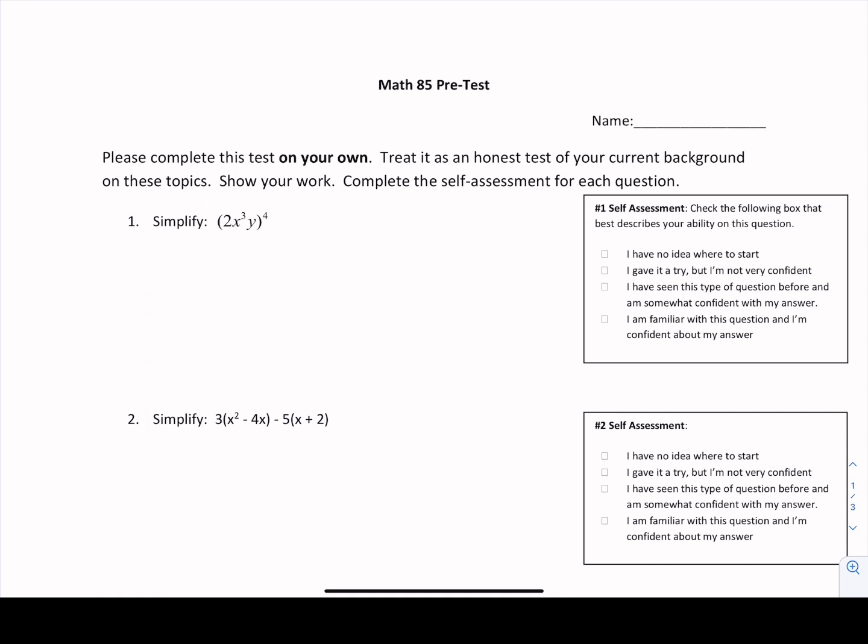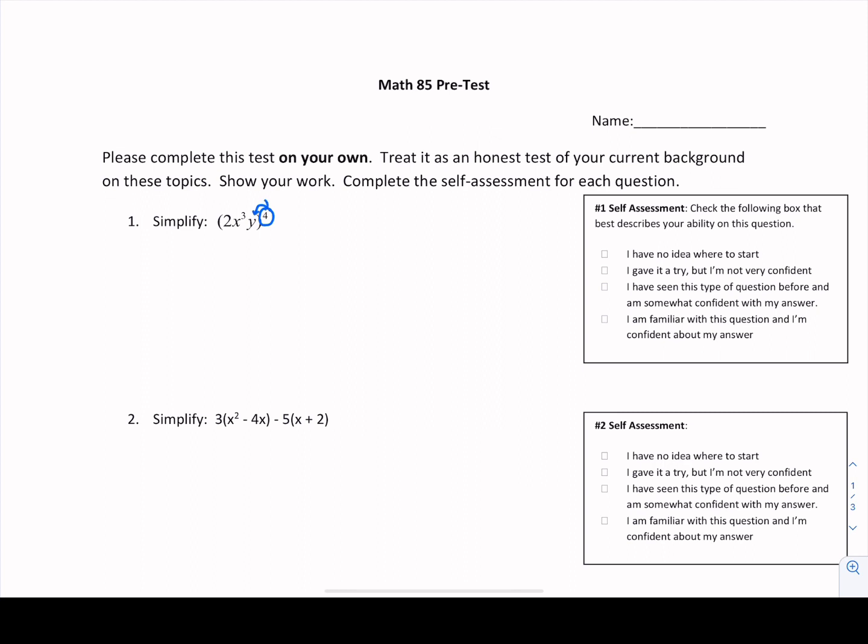So let's take a look at the first question where it says simplify. When you see a question that says simplify, it often means we want to get rid of the brackets and put as many of the like terms together as we possibly can. In this particular example, you have 2x cubed y all raised to the fourth power. Now this fourth power on the outside needs to attach itself or be given to everything inside those brackets.